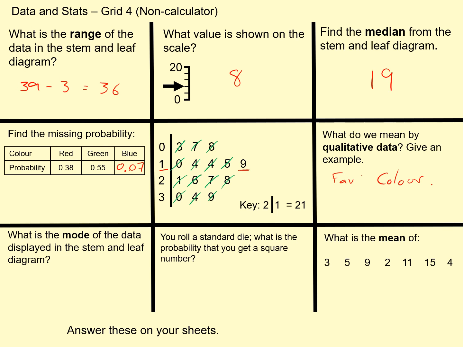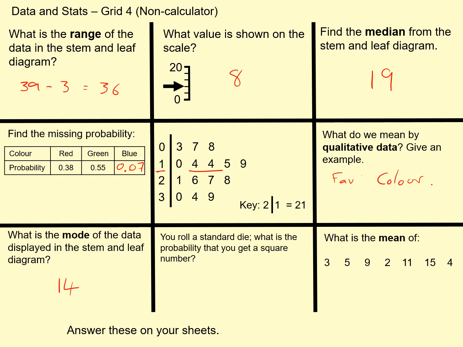Next, what is the mode of the data displayed in the stem and leaf diagram? Well, let me just clear off the extra bits there. We don't need those for this. The mode, remember, is the most common piece of data, so we're looking for the thing that happens the most often. The only thing that happens more than once are these, because remember that the 1 and these 4s both represent 14s. It's the only time that you have a duplicate entry in the same row. So the mode of the data is 14.